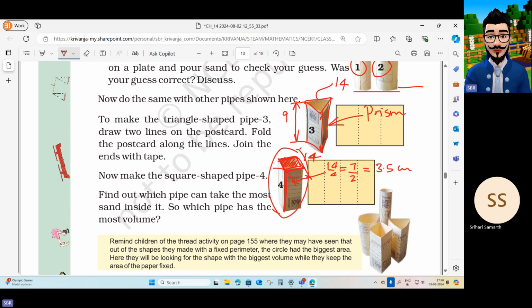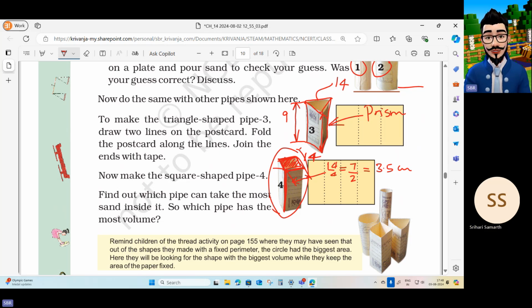Volume. Try it out. We have to calculate the area of the square. Just tell me the number. I'm not asking you for the complete answer. Just tell me what into what. Area into.